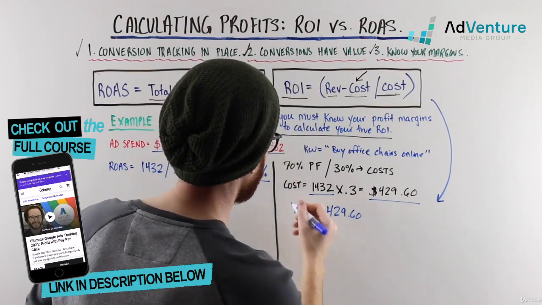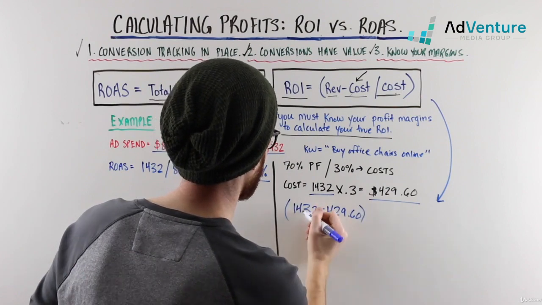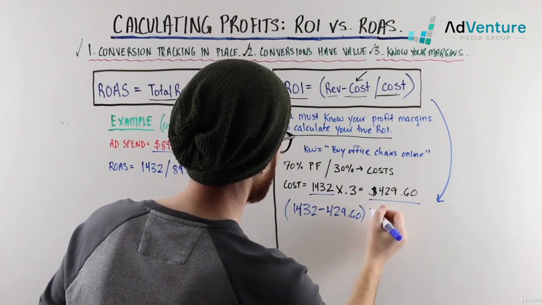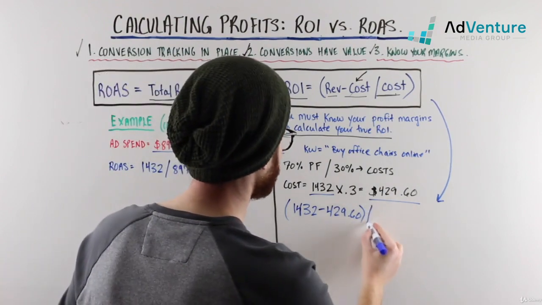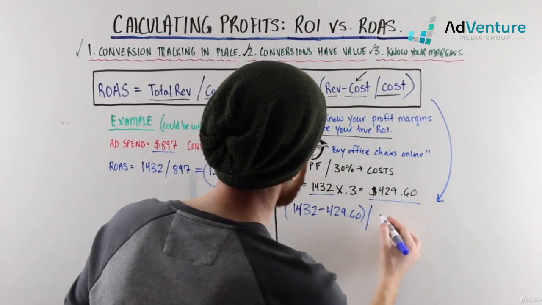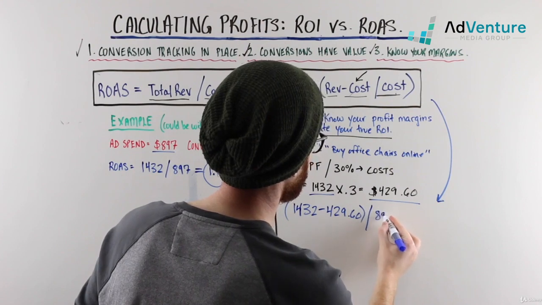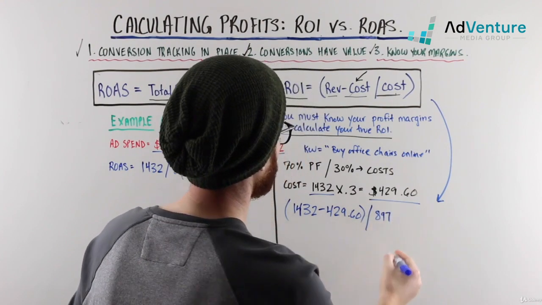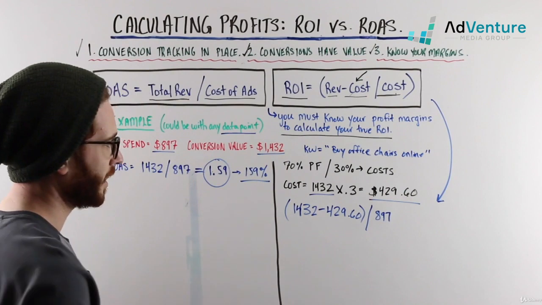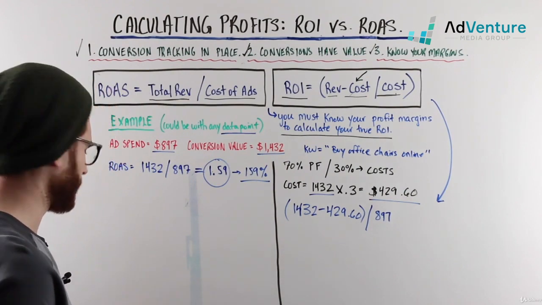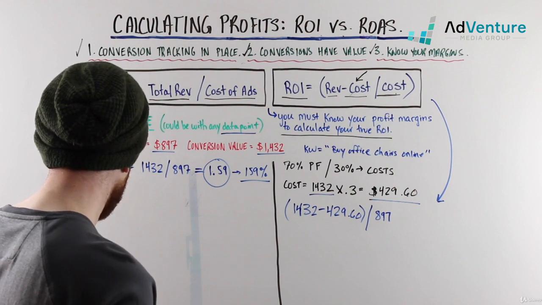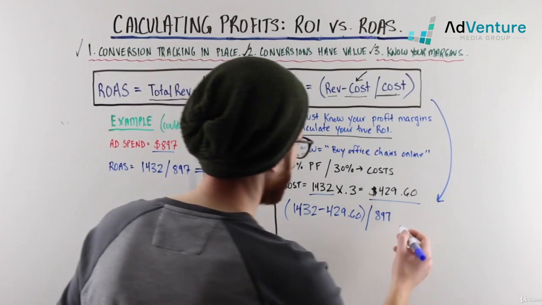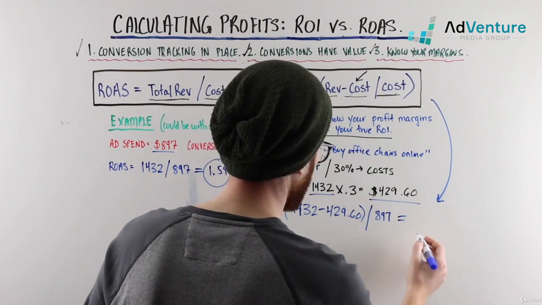Okay, and we're going to divide that by our cost of advertising, which is $8.97. Okay, that's how much we spent on advertising. So that's going to be our calculation to determine what our ROI truly is. Okay, and if you do this math, you get a value of 1.11.